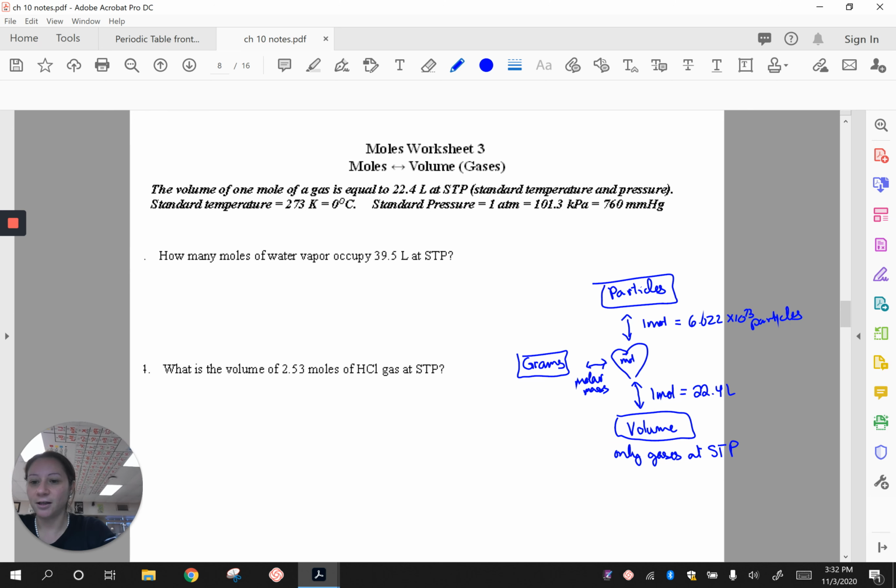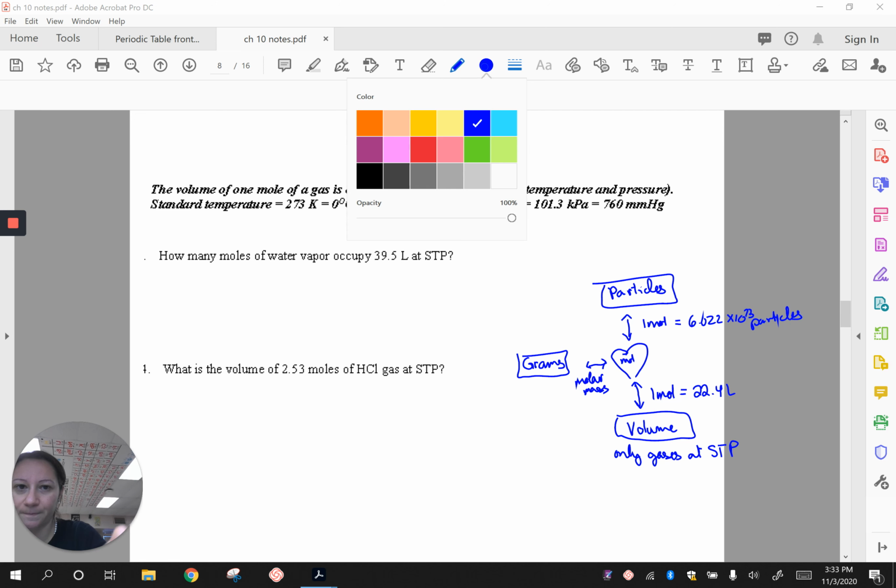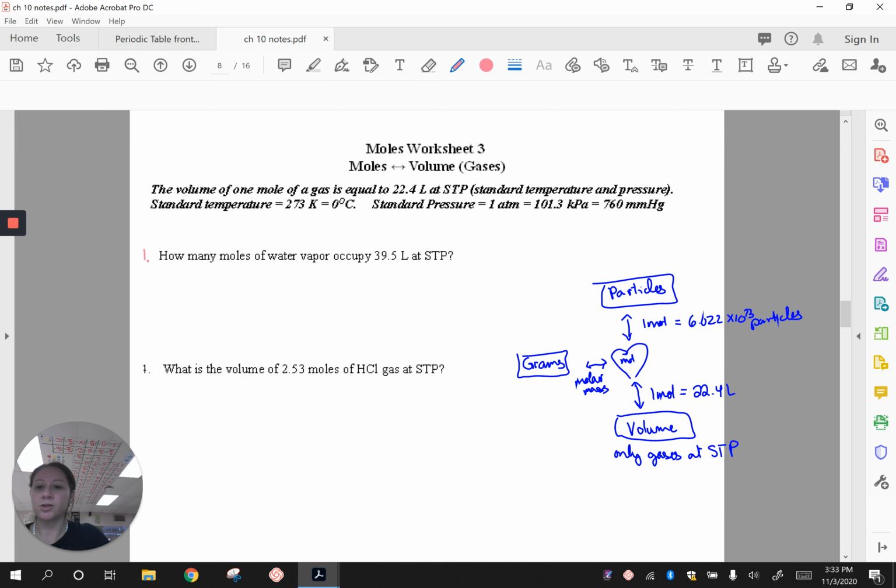So let's see if we can do some problems here from worksheet 3. Flip to worksheet 3. And I believe this is number 1. Let me use a different color here. It says, how many moles of water vapor occupy 39.5 liters at STP? So we're going to write down what we have first: 39.5 liters of water vapor, which is H2O.